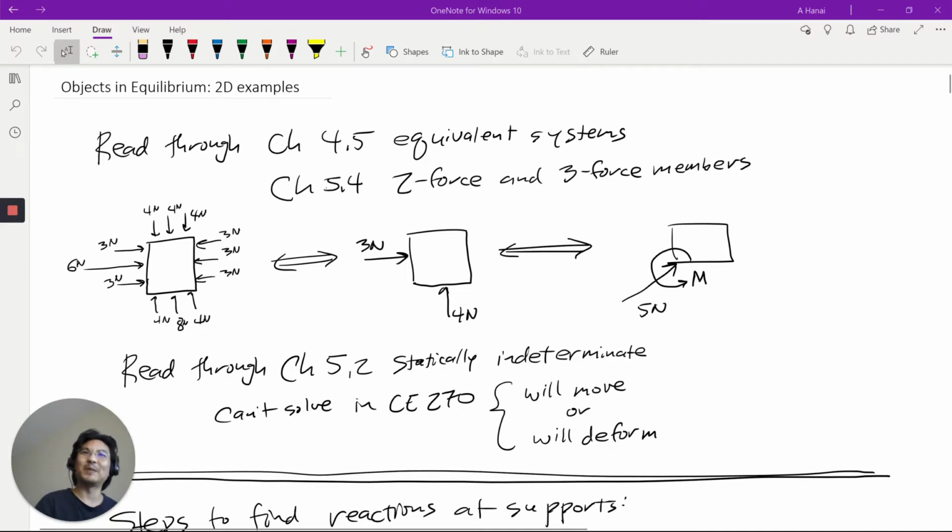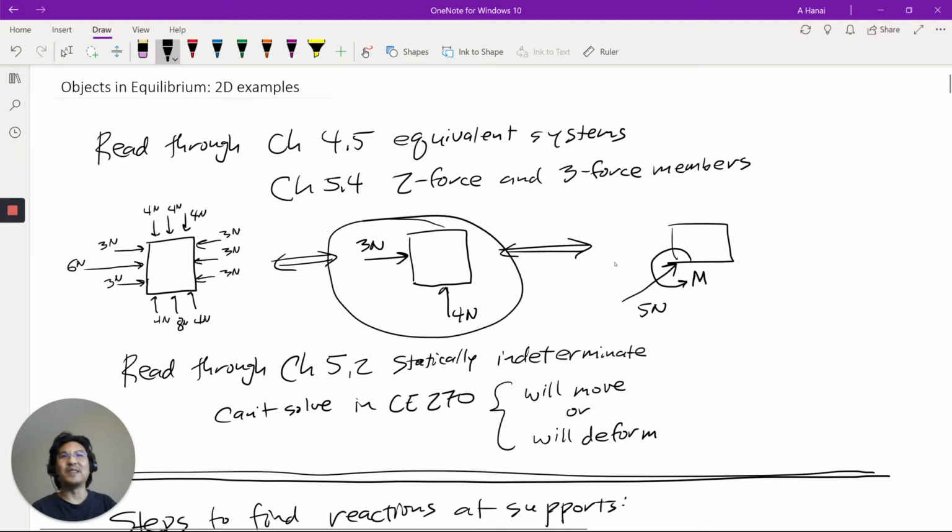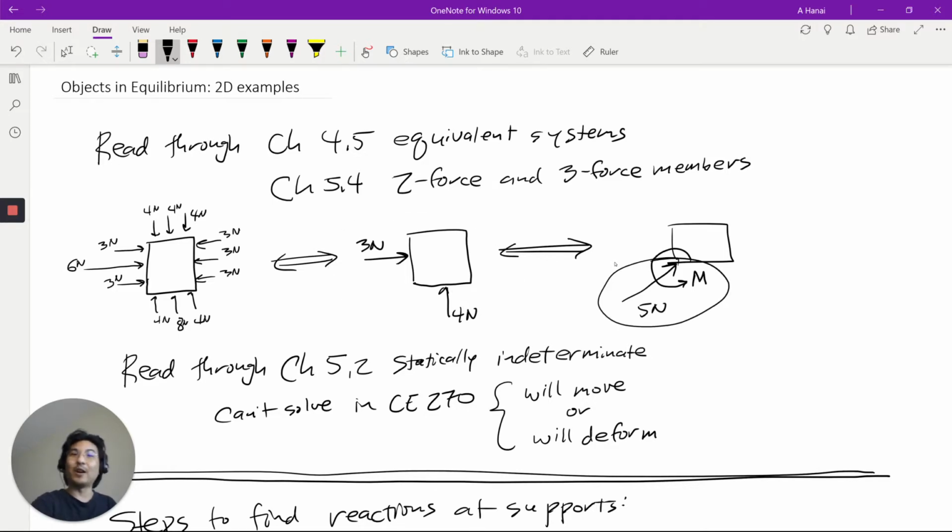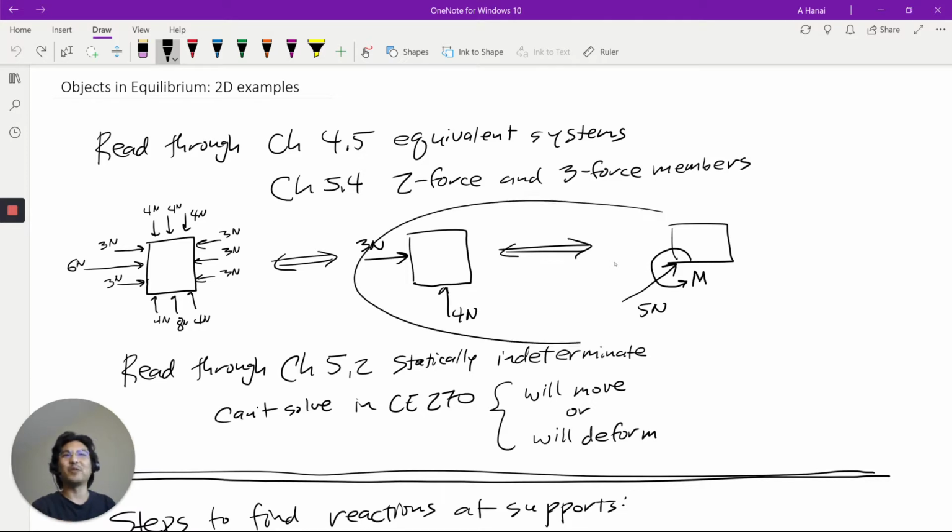So that's here in chapter 5.4. If you can reduce it to three forces, then it's called a three-force member. And you could also always reduce it, instead of, say, these two forces, to a single force and a couple. So these are equivalent.